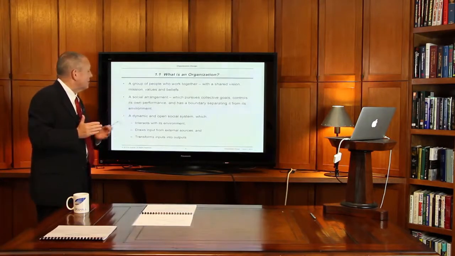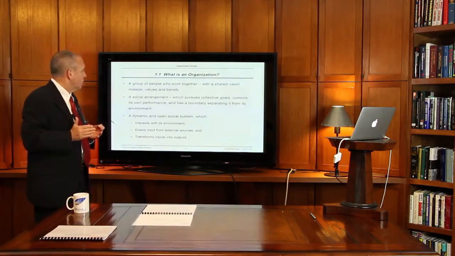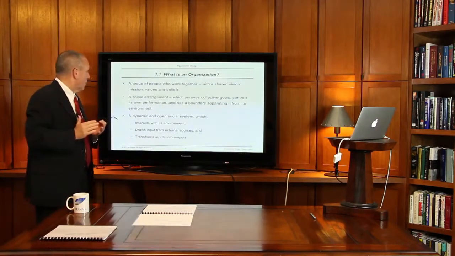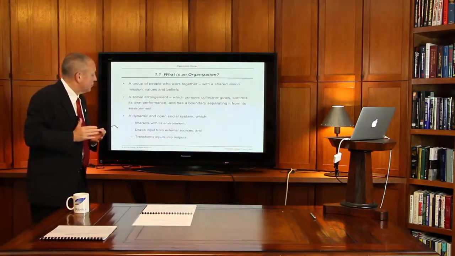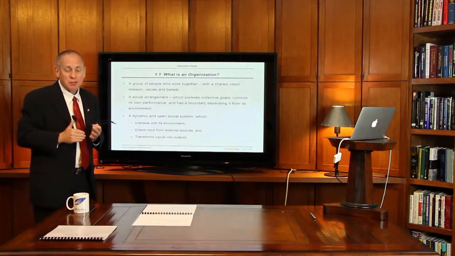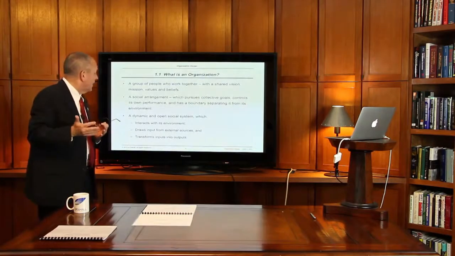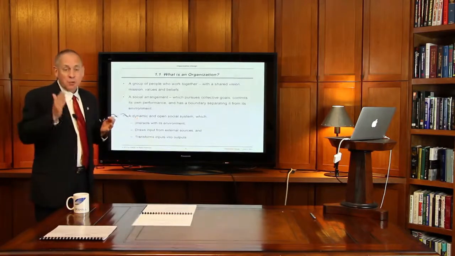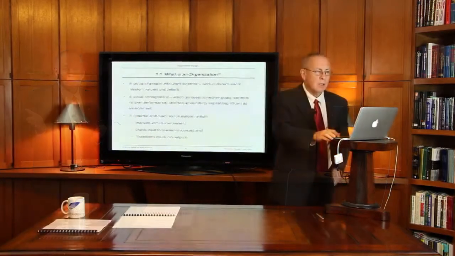It's also, from a systems perspective, an organization is a dynamic and open social system. We interact with each other internally. We interact with our environment. We draw input from external sources. We provide value at the end of the day to external clients or stakeholders. So we change inputs into outputs. That, in a nutshell, is what an organization is.